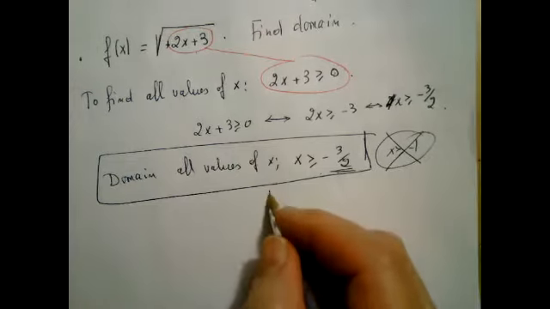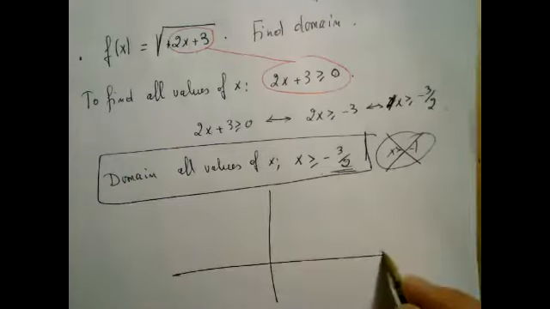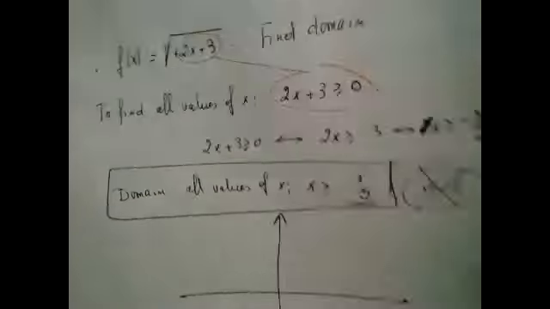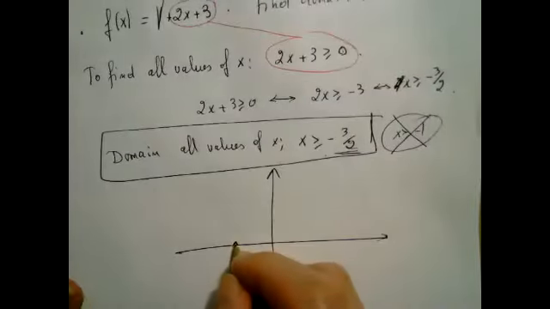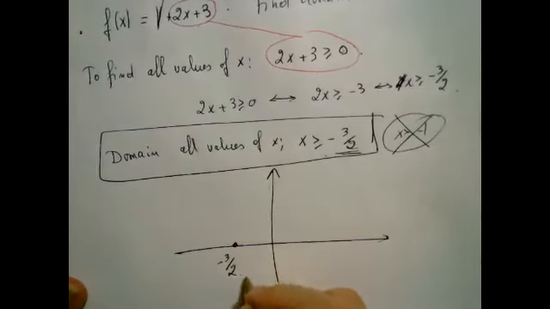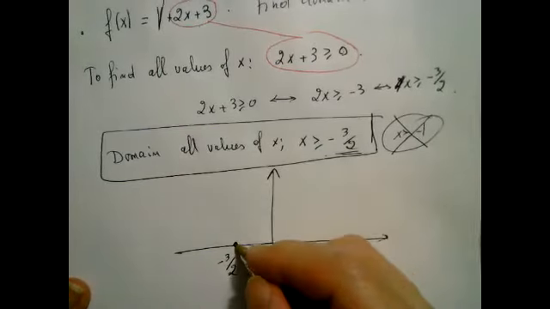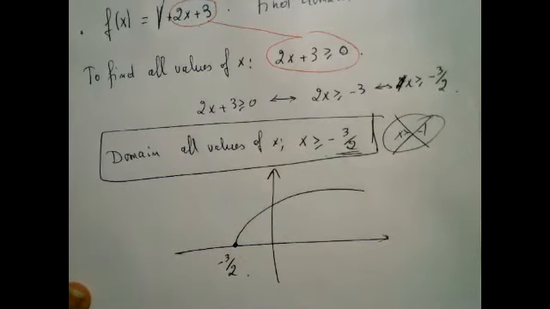Now, if we graph this function, that's what's going to happen in here. This is minus 3/2. The graph is going to be right there. So that will be the domain. There will be no output here because the function is not defined. The output will be right there.